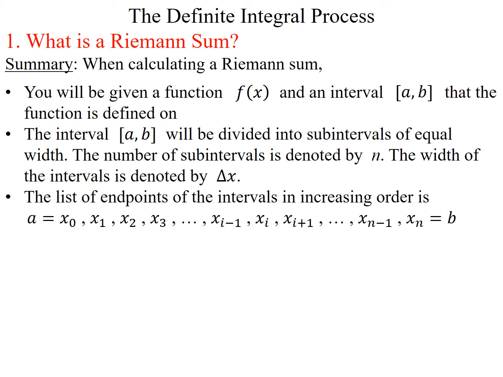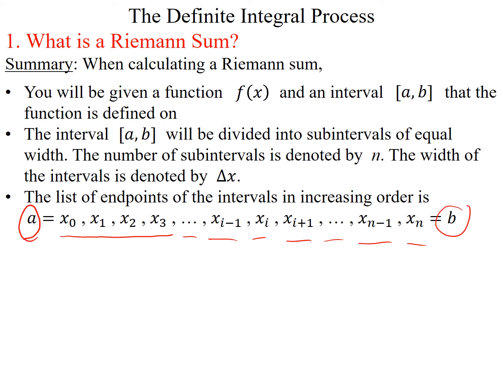If you list the endpoints of the interval from smallest to largest, it's x0, x1, x2, x3. In the middle, I put dot, dot, dot, and then wrote some generic ones, so some xi. The next one would be xi plus 1. The previous one would be xi minus 1. And it keeps going. The very last one is xn. That means the one before that is xn minus 1. It's x0, x1, x2, and so on, up to xn. And don't forget that the first one's also a, and the last one is also b.